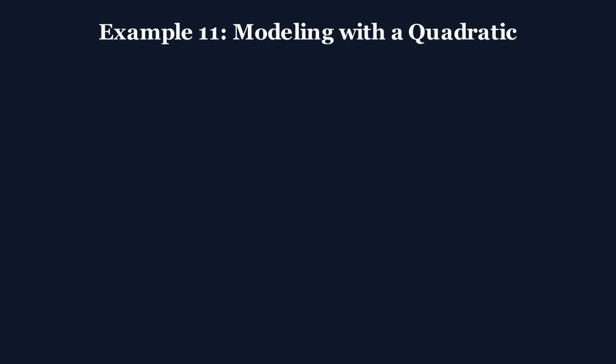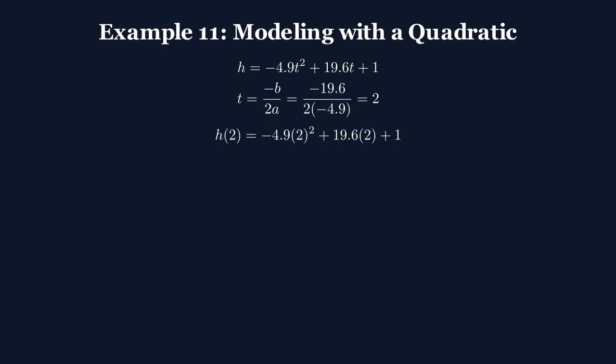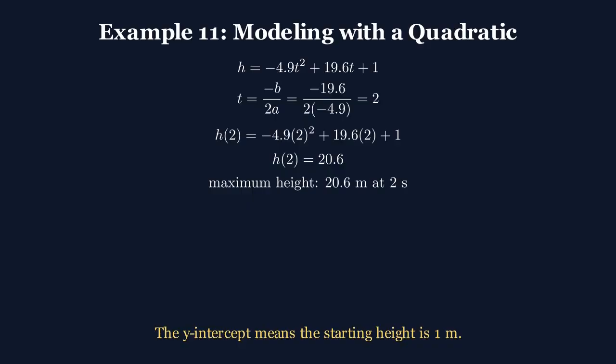Example 11. A ball has height h = -4.9t² + 19.6t + 1. This is standard form. The time of maximum height is -b/(2a). That is -19.6/(2 × -4.9), which equals 2. Substitute t = 2, and the maximum height is 20.6 meters. The y-intercept, 1, means the ball started 1 meter above the ground.